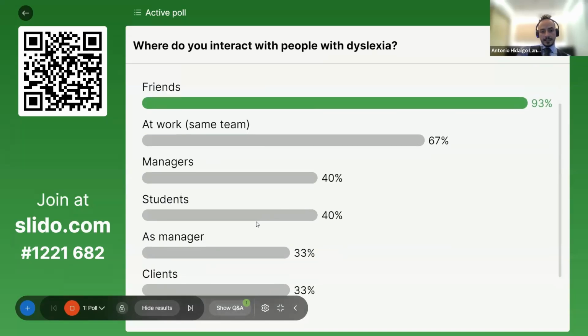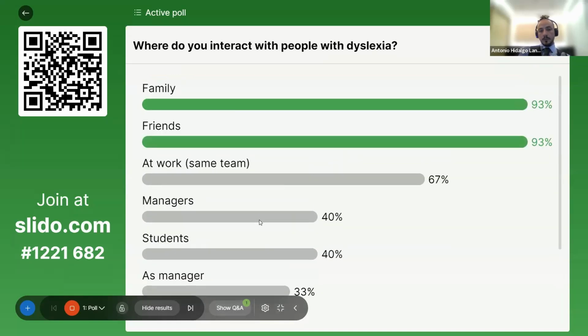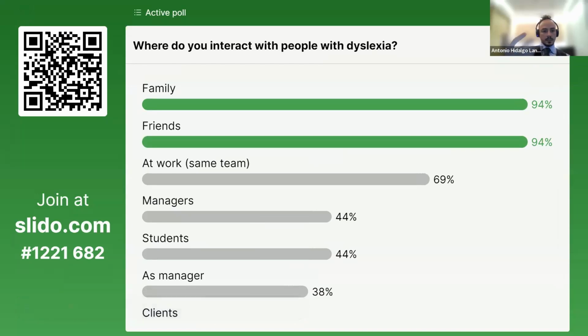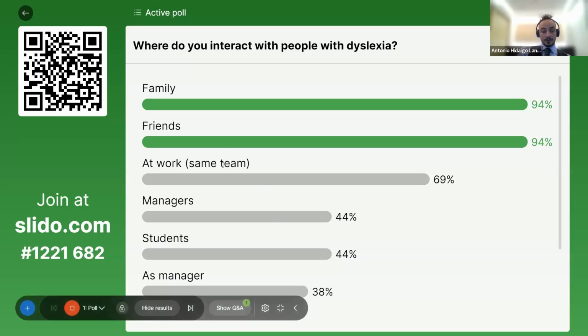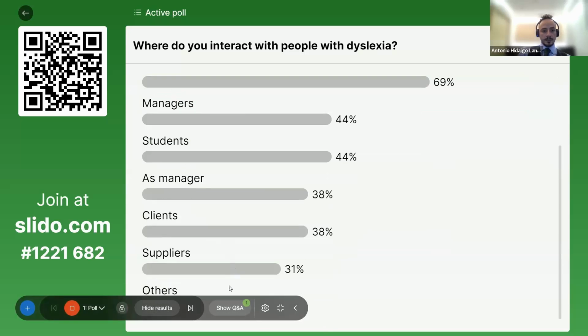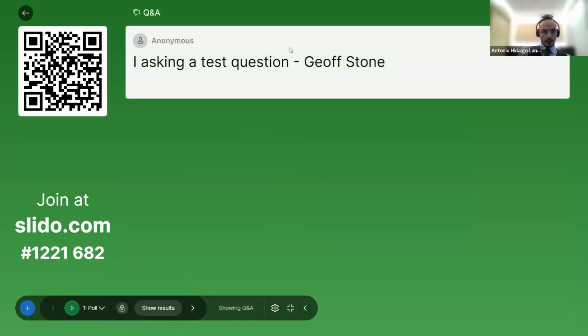Right. So what we see in terms of results, and this is still live, is that in most cases, most of the people we know with dyslexia are friends and family, maybe because we have that trust relationship and familiarity to be able to discuss and talk with them, so they can open up. It's really interesting that people also find them in other areas. I think that's really interesting. I'm going to stop the poll for now and go back to the presentation.